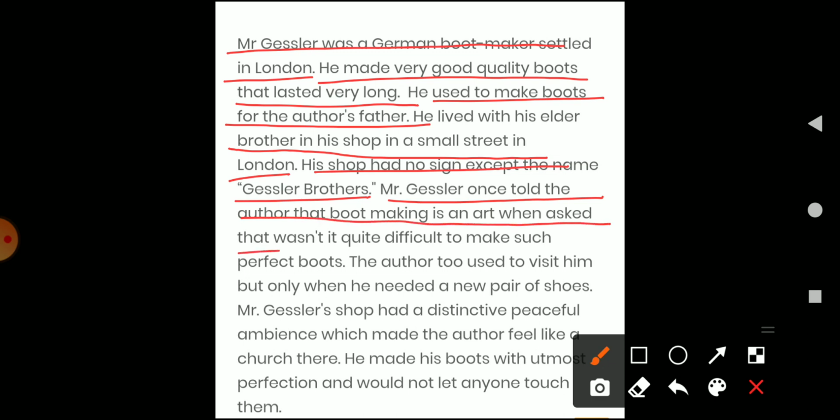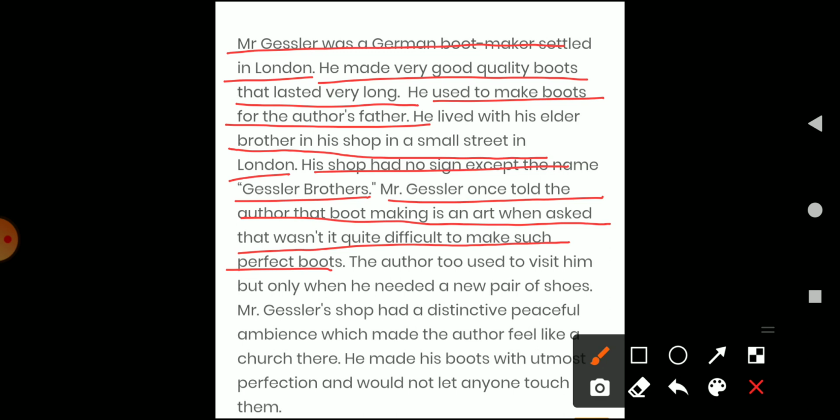When asked whether it wasn't quite difficult to make such a perfect boot, what happened? One day, the author asked Mr. Gessler, the shoemaker, don't you feel burdened? Don't you feel that it is quite difficult to make a perfect size boot, as the shoes that you are making are perfect? They don't have any type of misfitting when we come to collect our shoes. So don't you feel pressurized on this particular part, that the shoe must be perfectly designed and perfectly fit the buyer?